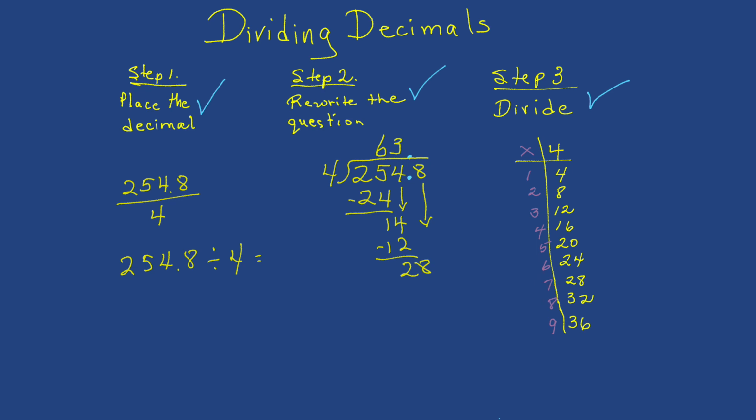So 7 fours in 28. 7 times 4, 28. Subtract, 0. And there is your answer. Your quotient or your answer is then 63.7. And now step 3 is complete. So you've done the division, or you've divided with decimals.